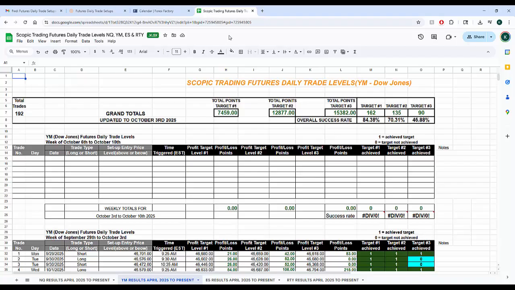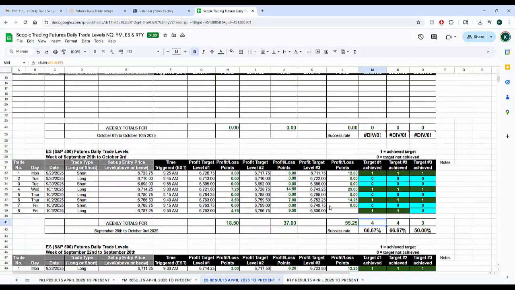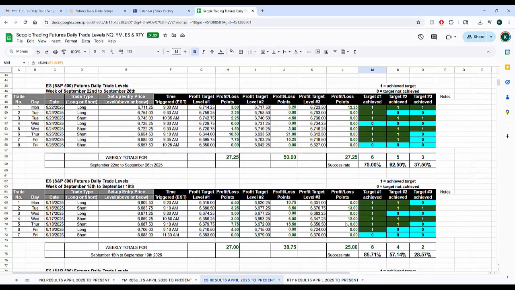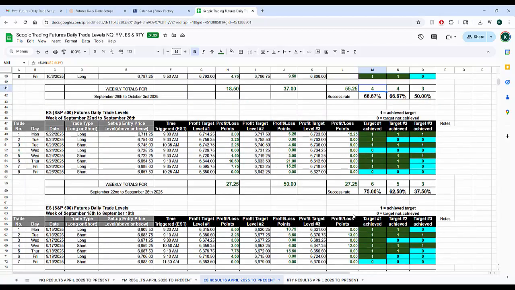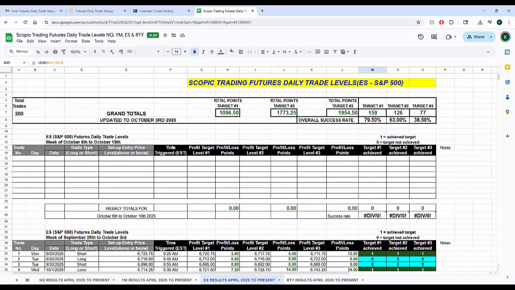Okay, moving right along to the ES, same sort of story. 79% on the first target, 63% on the second. Third target is always going to be right around 35 to 50%. And we can see not as great a week as we would prefer. Previous week was 75%, 85% the week before that. But we do look at a high probability again as of October 3rd.